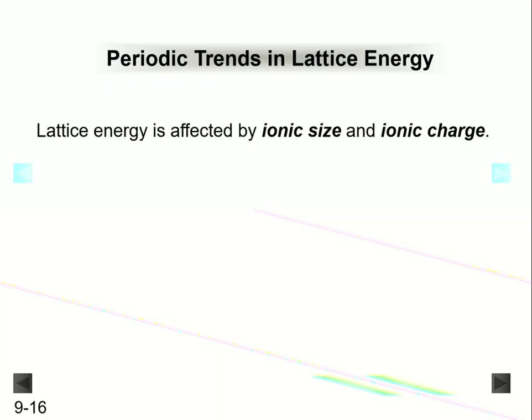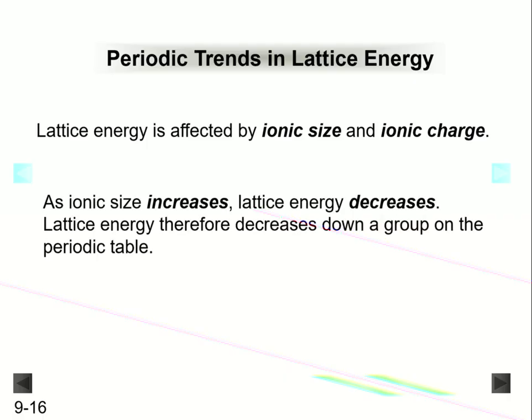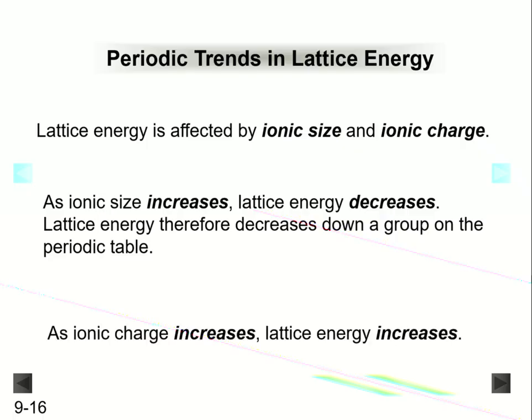So indeed, we see the lattice energy is affected by ionic size and ionic charge. As the ionic size increases, the lattice energy decreases, because as the ions become larger, they can't get as close together. The lattice energy, therefore, decreases going down a group on the periodic table because we know that the ionic size increases. And in general, as ionic charge increases, the lattice energy increases.